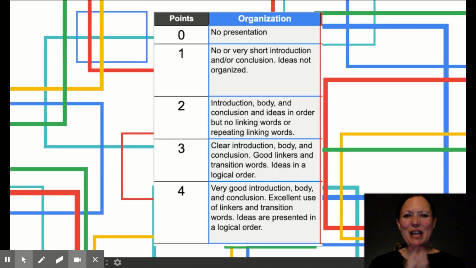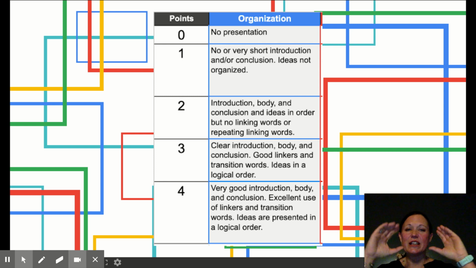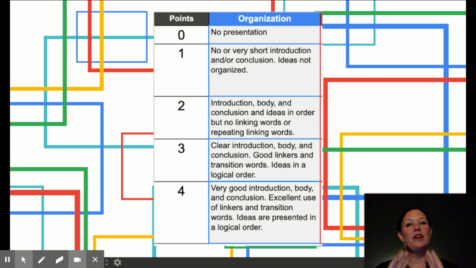So our first category is organization. In organization, we are looking to see that your presentation has a clear introduction, body, and conclusion. Now, if you follow the outline that we've been working on, this shouldn't be a problem. It should be very easy for you to have all of the parts of your presentation. What we're also going to be listening for in organization is good use of linkers and transition words, and that your ideas are presented in a logical order, that you've put the same type of information together on your slides. So to get into that 3 and 4, we want a good use of transition words, linking words, and all of those ideas are presented logically.